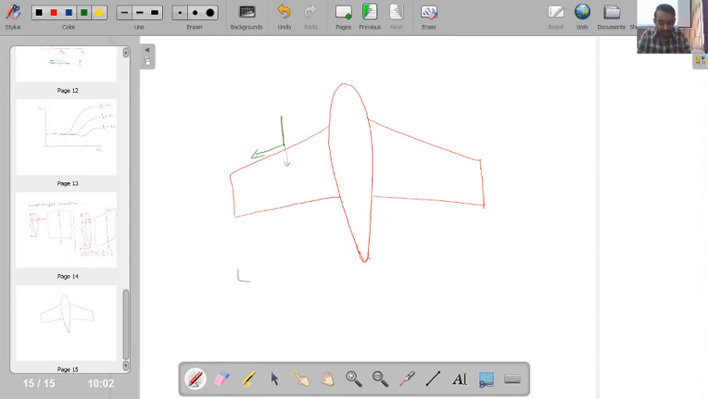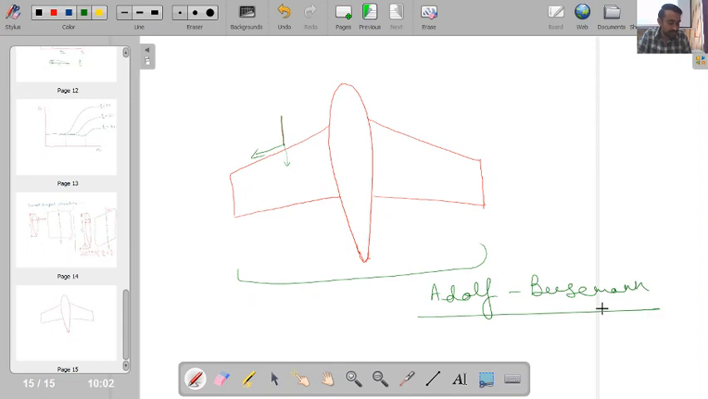This structure was proposed by Adolf Busemann, and this was proposed somewhere in, I think, 1935 or 1940, nearly in 1940.